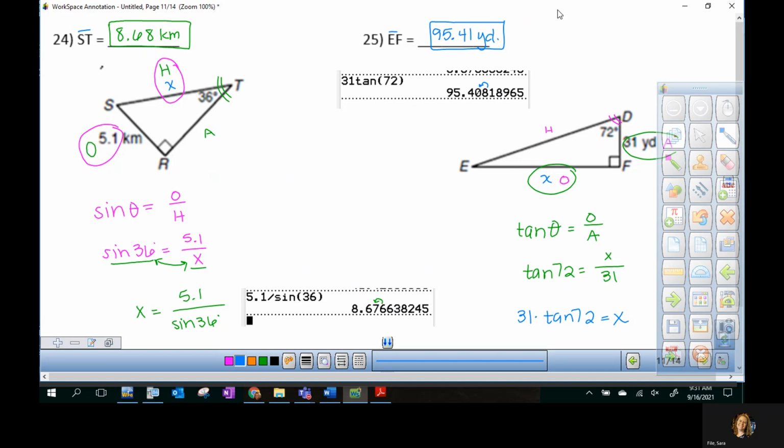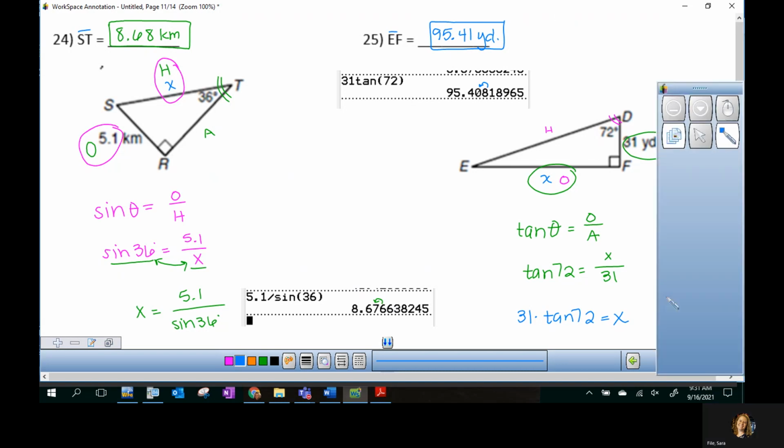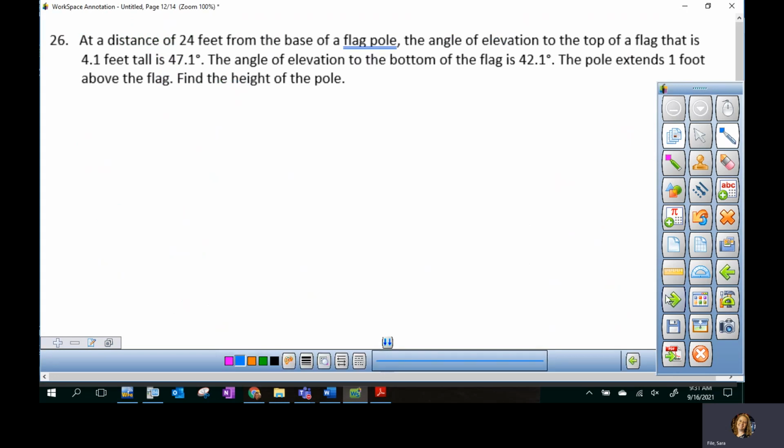All right, so far so good? All right, now this gets into, it's still right triangle trig, but it's the application, the word problem. This is like the writing assignment you had yesterday, where you had to explain in words how you go about solving. Okay, so when we do these, we always want to first draw a picture.